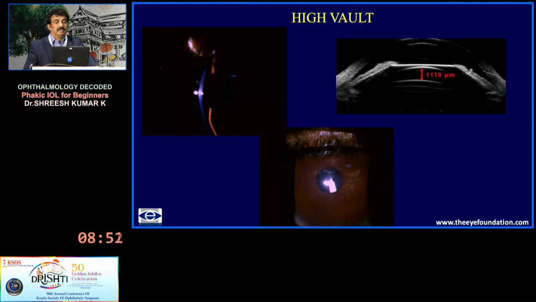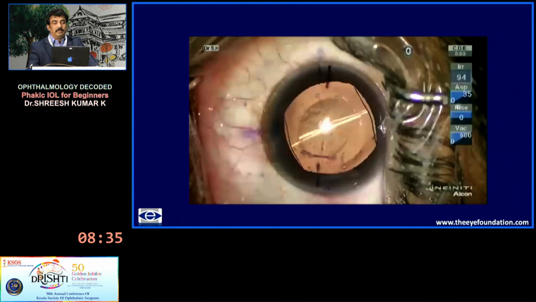This is another case which is showing a very high vault. The vault here is around 1110. These are the cases which can lead to symptoms and can have secondary angle closure. You can see the angles here, so very narrow angles, and this particular patient needs replacement.